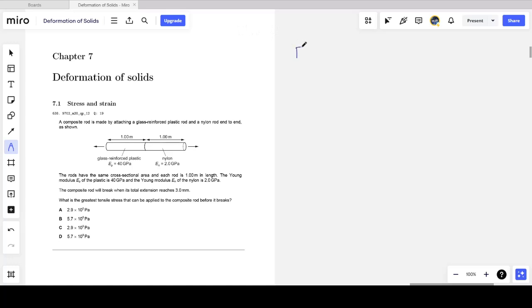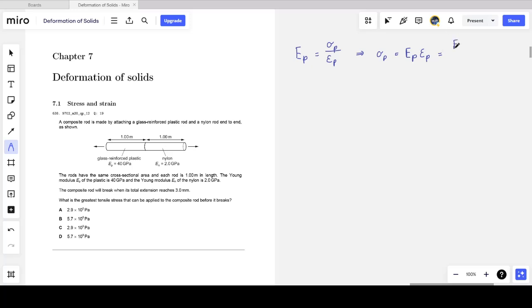So what I'm going to do is write an expression for the Young modulus, and let's just say for plastic, EP. This is the stress that the plastic undergoes, sigma p, divided by the strain for plastic, epsilon p, which means that the stress for plastic, sigma p, is equal to EP times epsilon p. And what I'm going to do now is write the strain, epsilon p, as the extension over the original length.